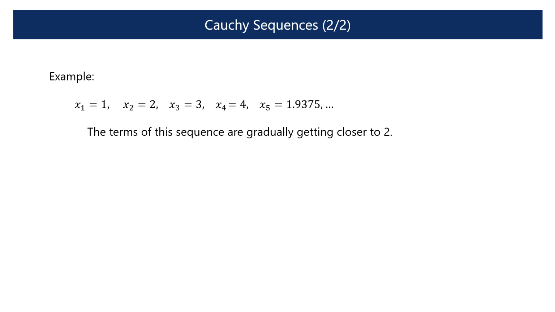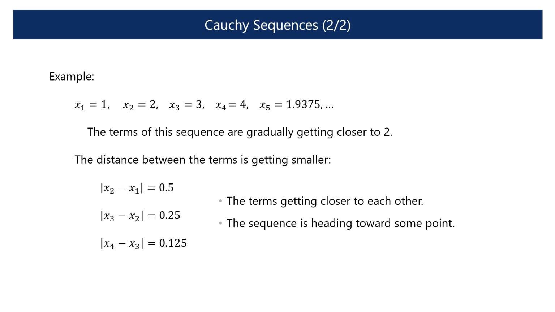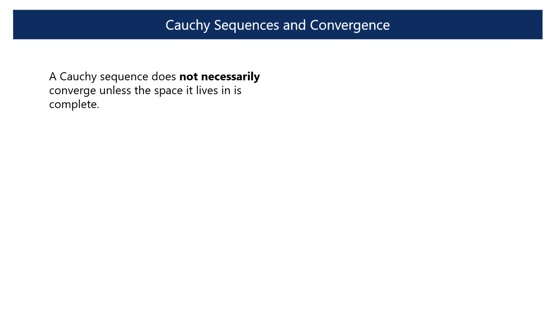Let's look at an example of a sequence. The terms of this sequence are gradually getting closer to 2. Also, the distance between the terms is getting smaller. The terms are getting closer to each other, in other words, they are clustering together. It suggests that the sequence is heading toward the same point. However, a Cauchy sequence does not necessarily converge unless the space it lives in is complete.